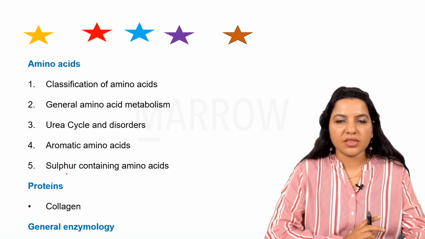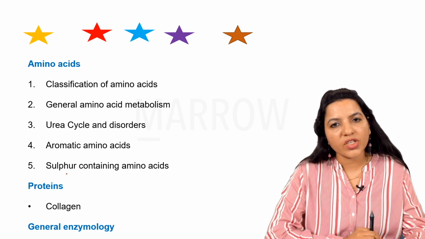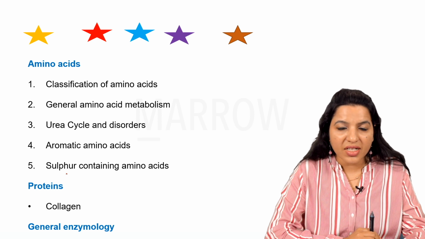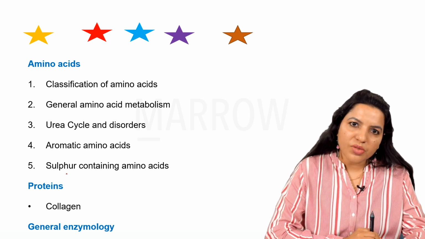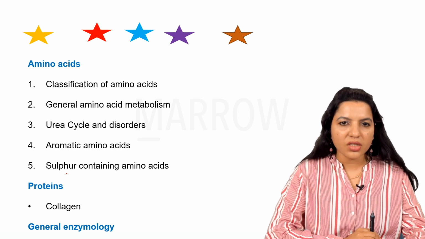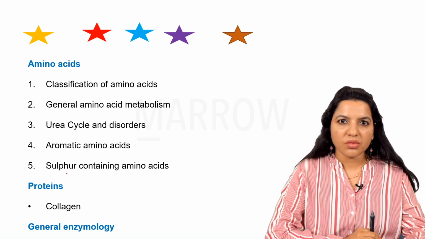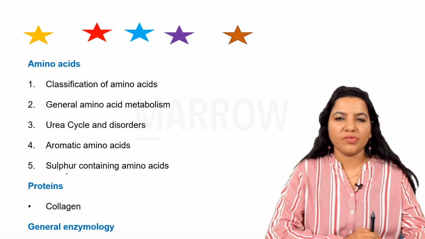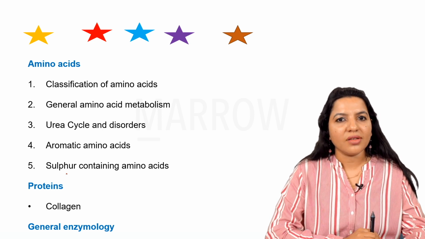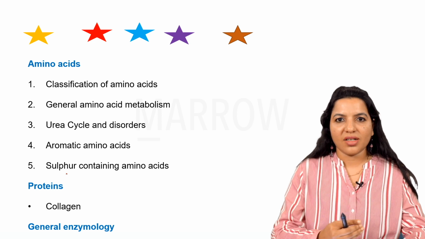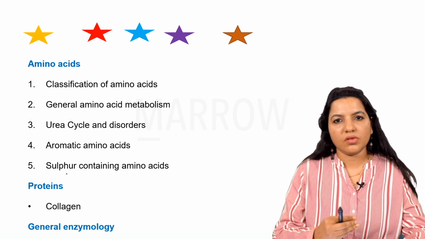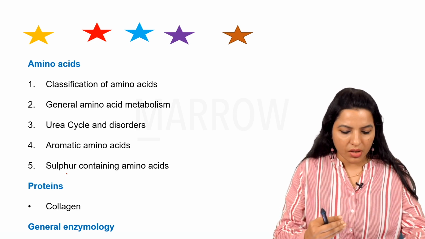Then amino acids. In the amino acid session, classification of amino acids based on polarity, based on side chain characteristics, based on metabolic fate, all these are important. Then general amino acid metabolism, where transamination is a very, very important topic. Then oxidative deamination, then the urea cycle and its disorders. It's a very, very, very hot topic.